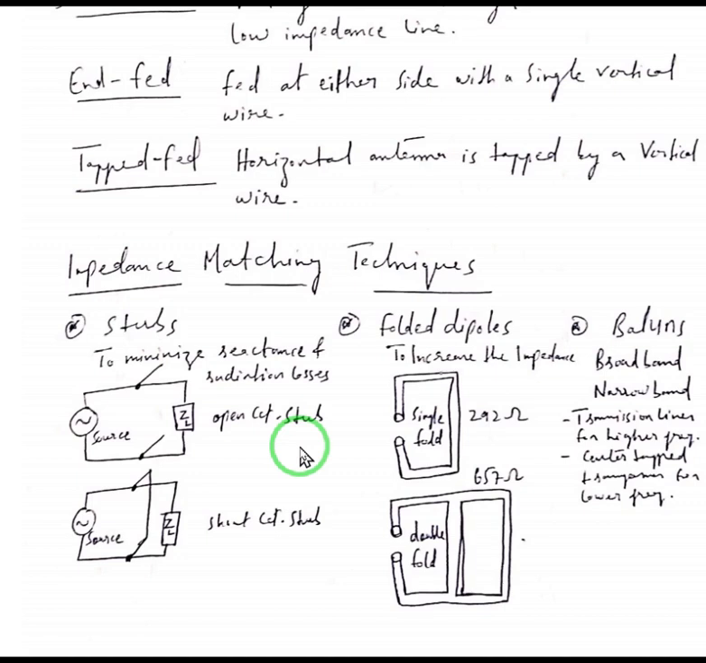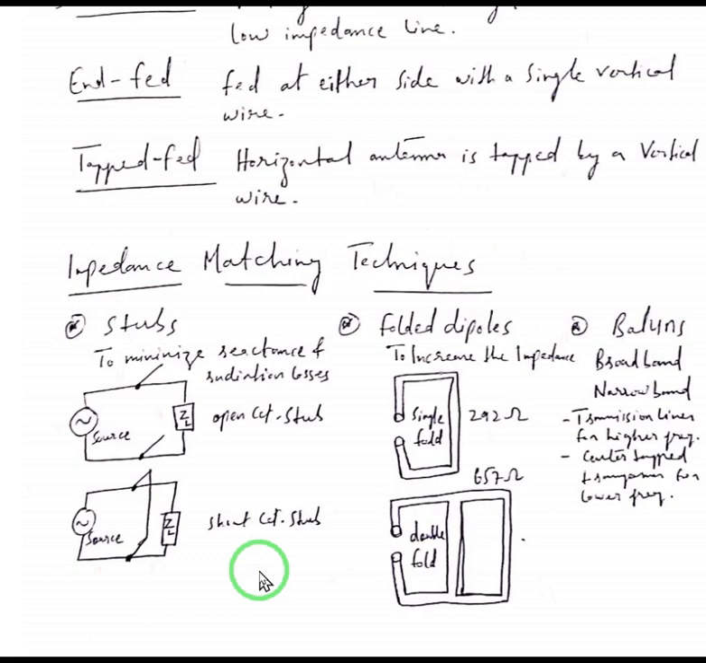That is the purpose of the stub. How do we use a stub? There are two types: one is the open circuit stub and the other is the short circuited stub. In an open circuited stub, we use a transmission line and keep it open circuit. In a short circuited stub, we use a transmission line and connect both of the ends with each other.